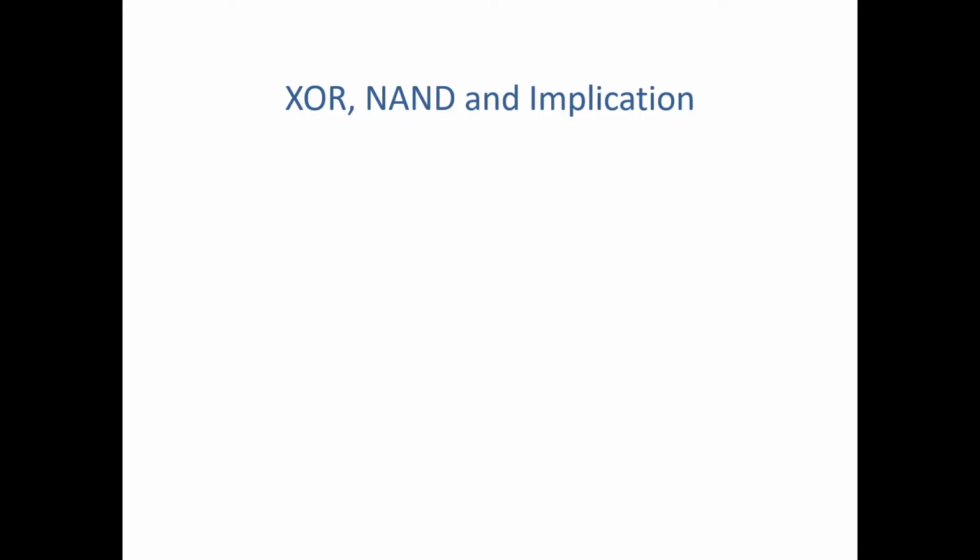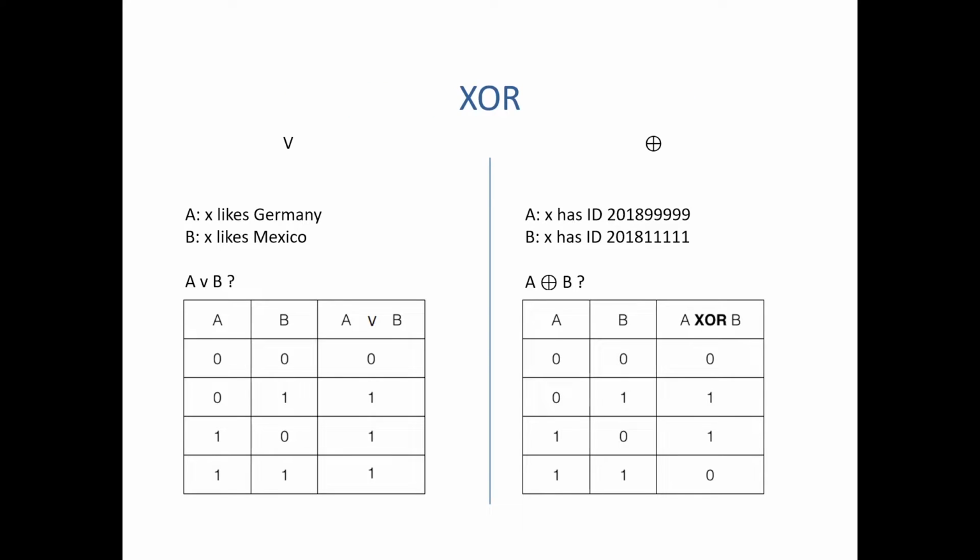Let's run through some more definitions. XOR, NANDs, and implications. Okay, starting off with XOR, we're going to be comparing it with the normal OR. This normal OR, we usually say it's inclusive, whereas the other one, we say it's exclusive. We'll see what that means in a bit. So let's start with the normal OR.